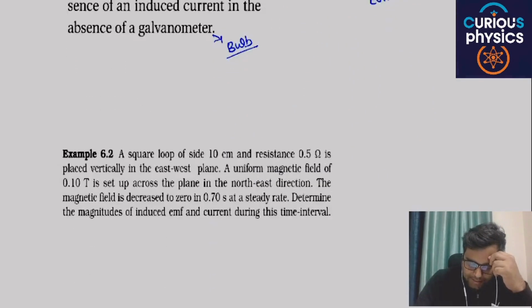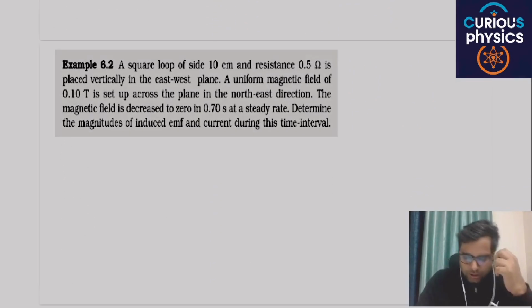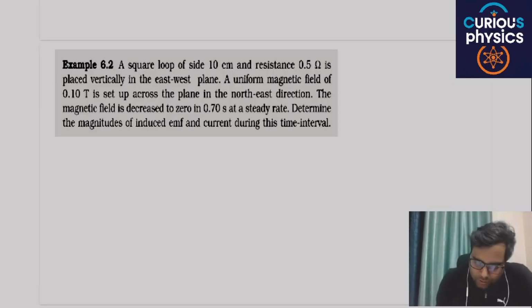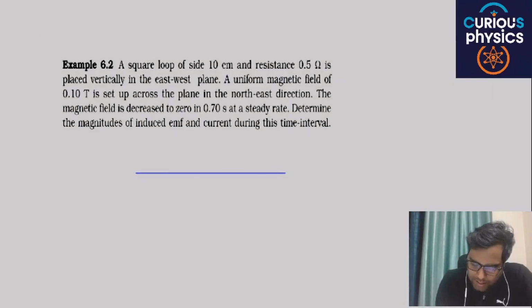Okay. Next is example 6.2. A square loop of side 10 cm and resistance 0.5 ohm is placed vertically in the east-west plane. A uniform magnetic field of 0.10 Tesla is set up across the plane in the northeast direction. The loop is in the east-west plane, and the magnetic field is going in the northeast direction. Then what will be the angle? The angle will be 45 degrees.